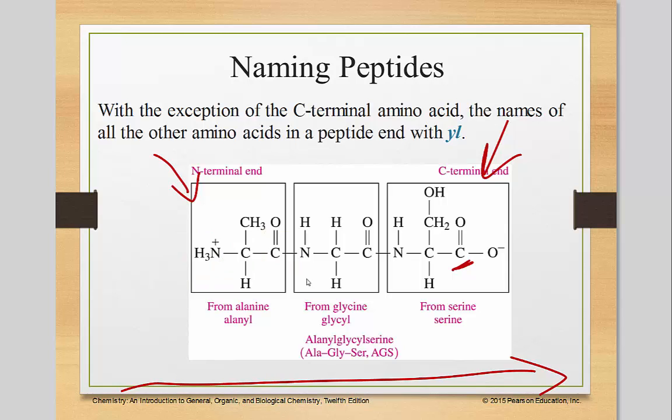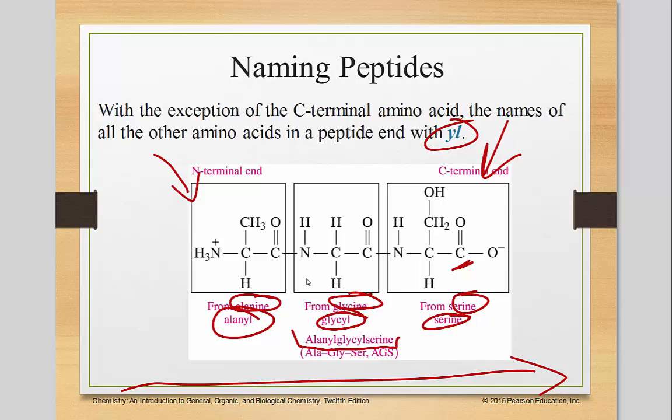Alright, so with the exception of the terminal group, everything else ends in YL, as if it was a substituent. So alanine becomes alanyl, glycine becomes glycyl, and serine stays serine. So we put all those words together and that forms the name of the peptide. Now for simplicity's sake, what they typically do is they just take the abbreviations, ALA-GLY-SER, to abbreviate the peptide.